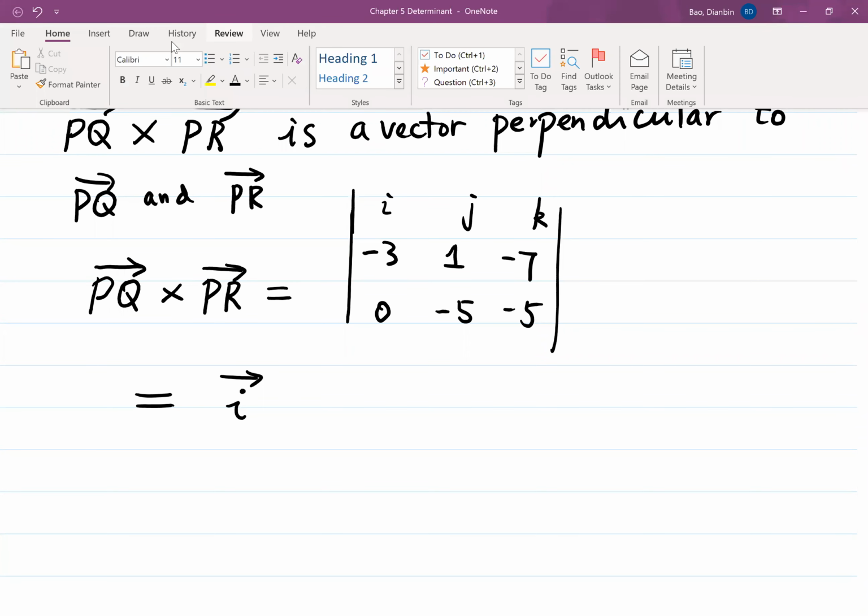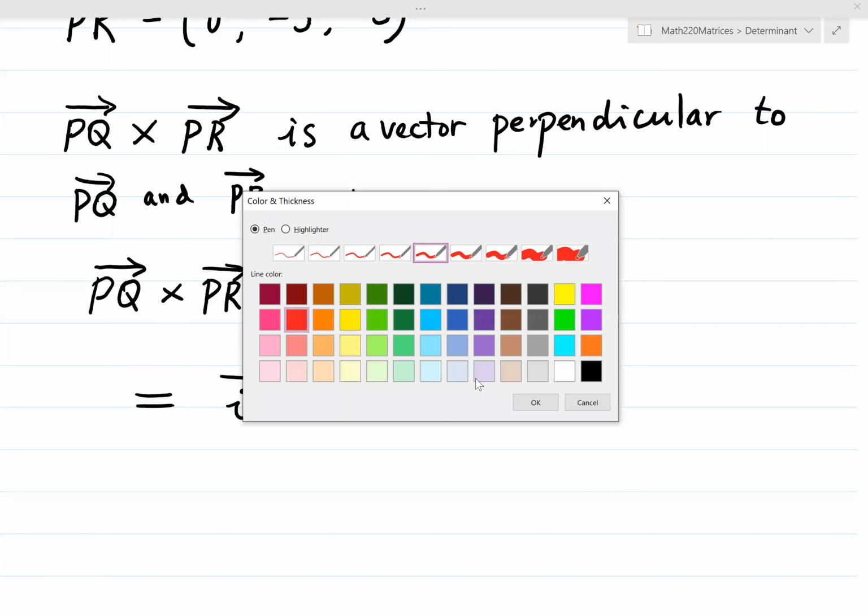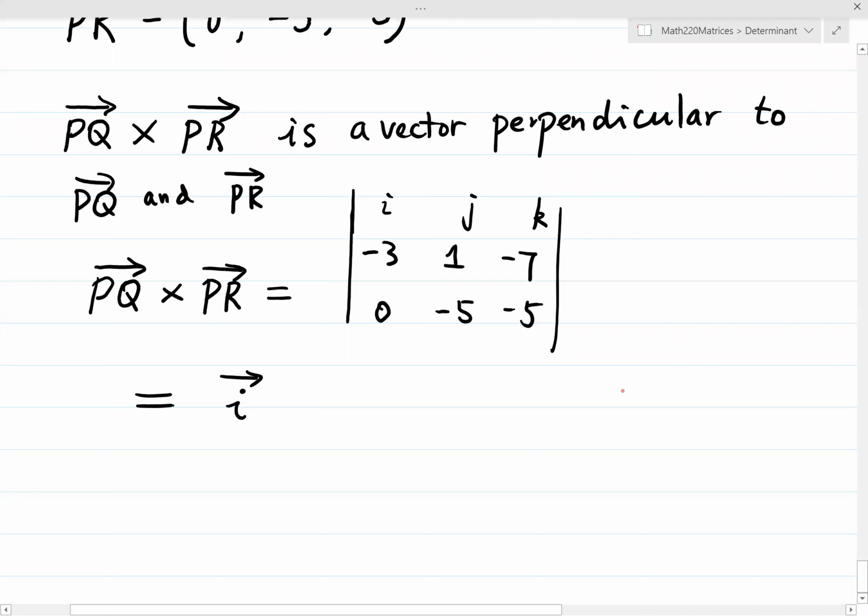So when we do this, we find the i component, then we cross out the row and the column that contains i. Okay, cross out the row and the column of i. So what is remaining is, let me use red to cross out the row and the column that contains i.